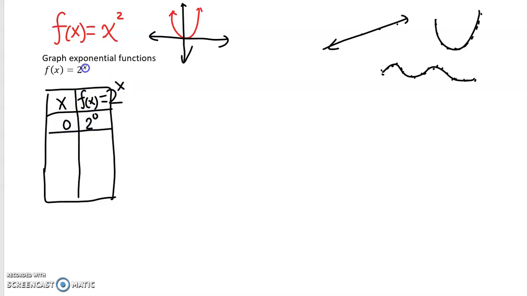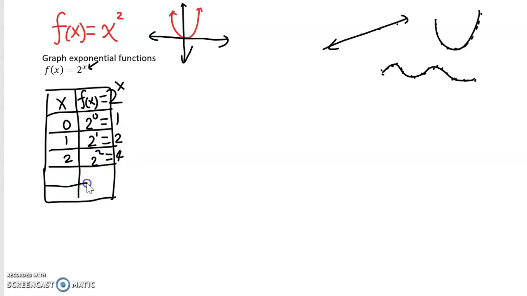We call it exponential function because the exponent is unknown. So we have 2 to the 0, which is equal to 1. Any number except 0 raised to 0 will be equal to 1. Now, let's plug 1 into the function. So we get 2 to the first. We're replacing x with 1. So we get a 2. Now let's put 2 there, 2 to the second, which is 4.